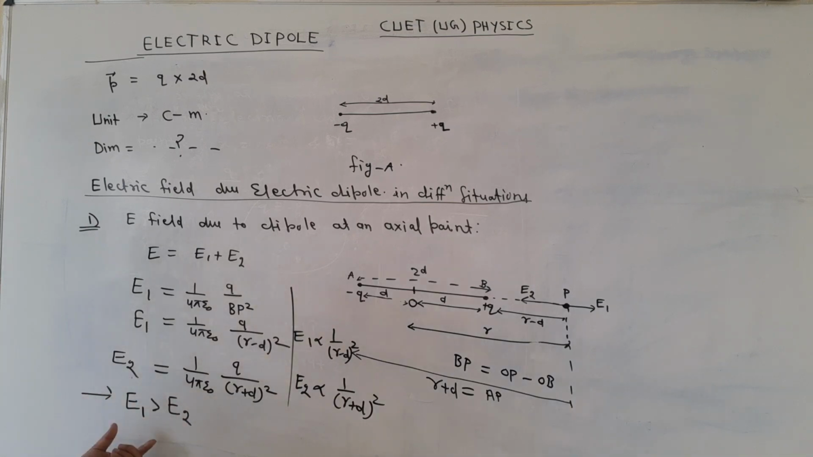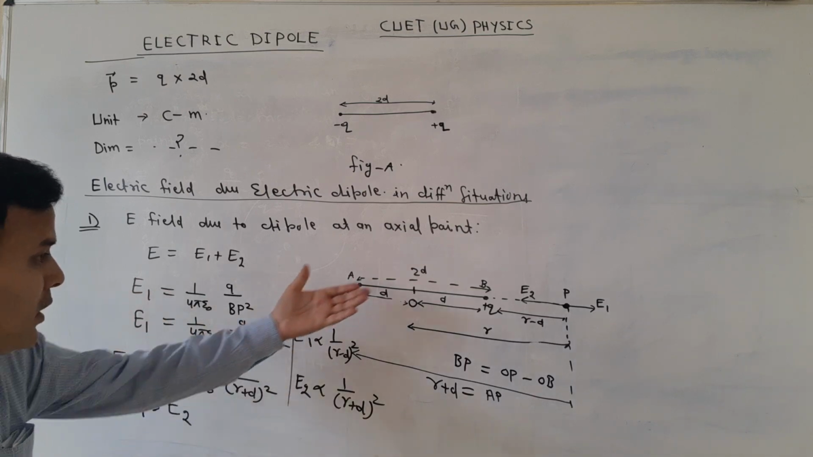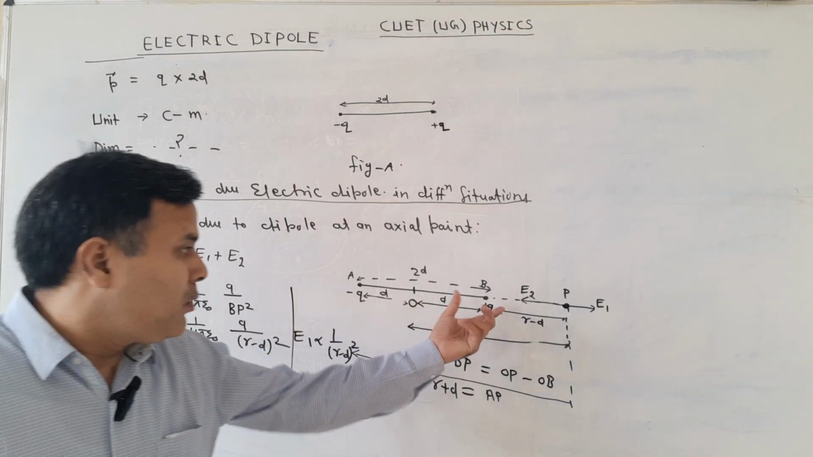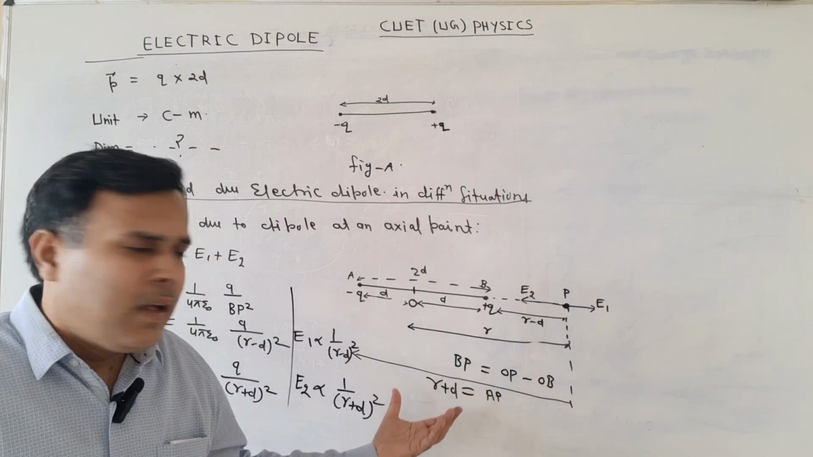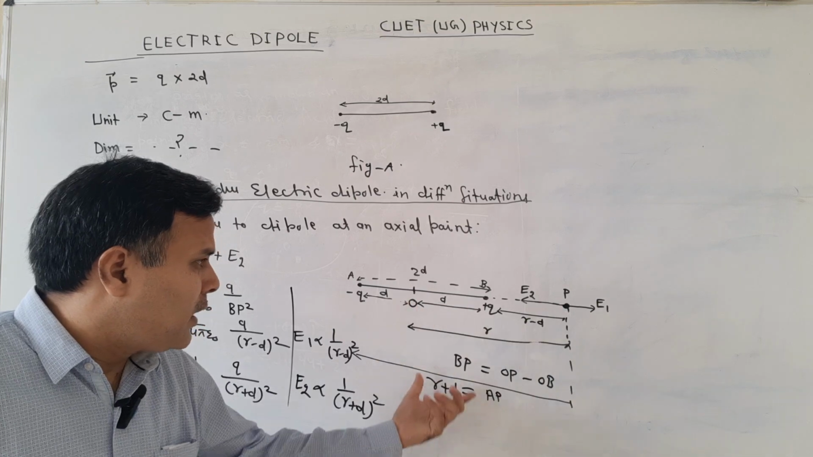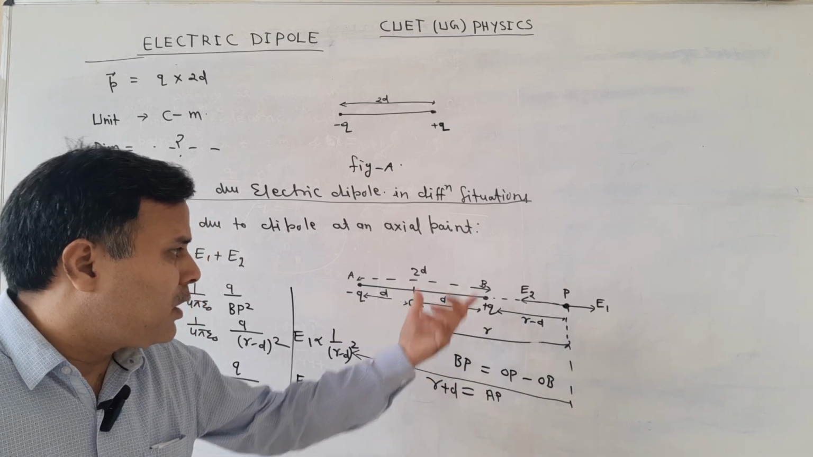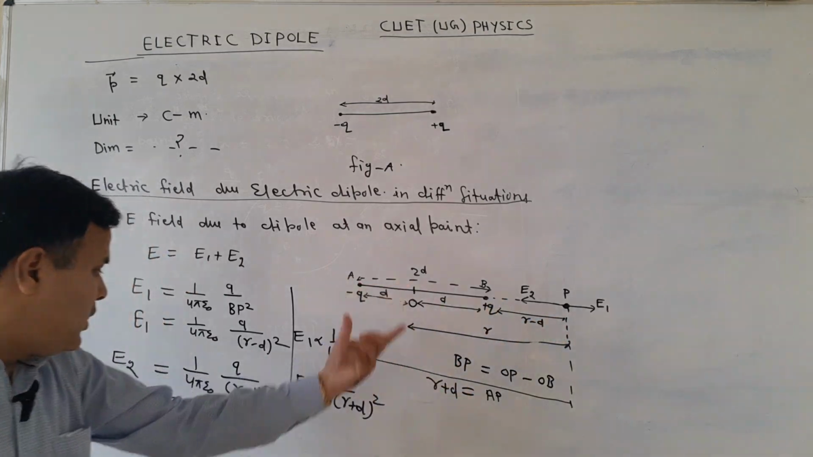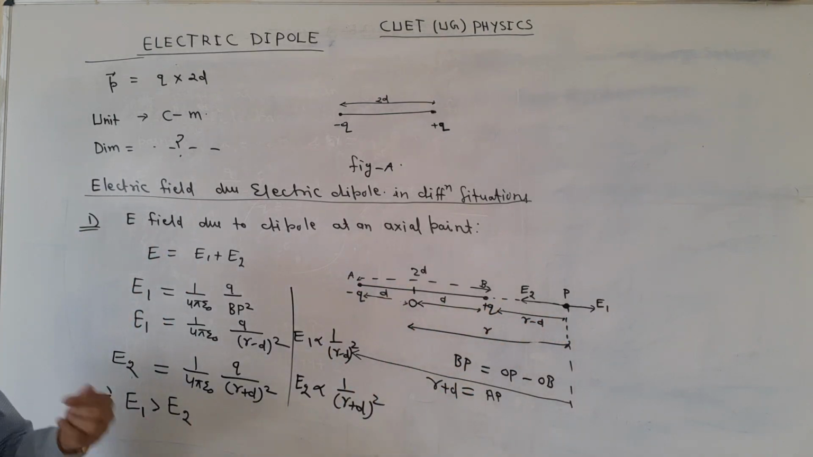So this is the statement question. If we have this situation, then what is the magnitude of E1 and E2? Whether E1 is greater than E2, corresponding to this figure, what is the situation? E1 is greater than E2, or E1 is equal to E2, or E2 is greater than E1. So in this figure, in this situation, we have E1 is greater than E2.